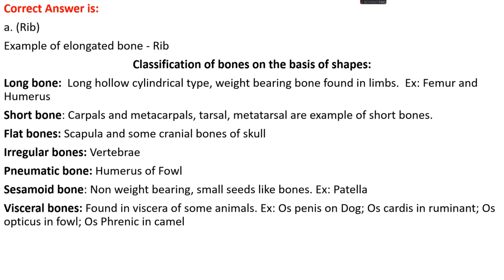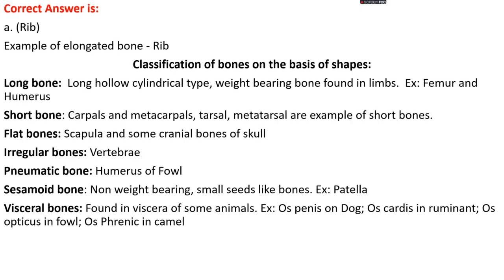This is a weight bearing bone, and long bone is mainly found in the limbs, that is the hind limbs and forelimbs. An example of long bones is the femur and humerus. And short bones, such as carpals, metacarpals, tarsals and metatarsals, are examples of short bones. Flat bones are the scapula and some cranial bones, which mainly protect the brain. Vertebra is an example of an irregular bone, and the humerus of fowl is an example of a pneumatic bone.